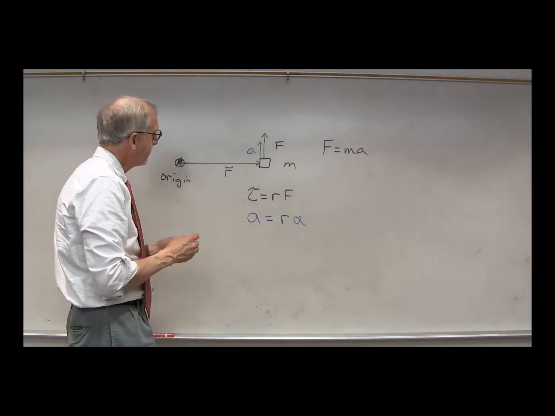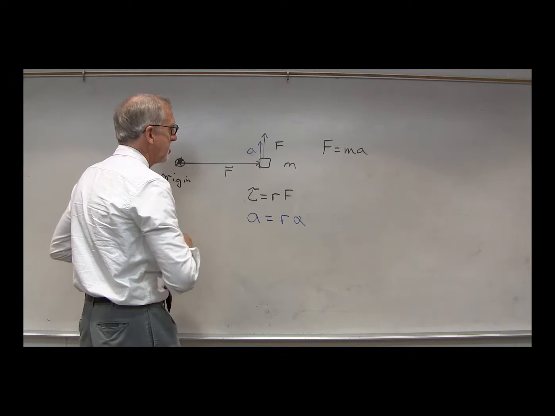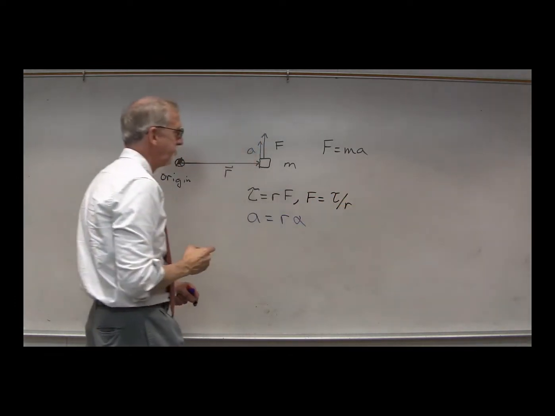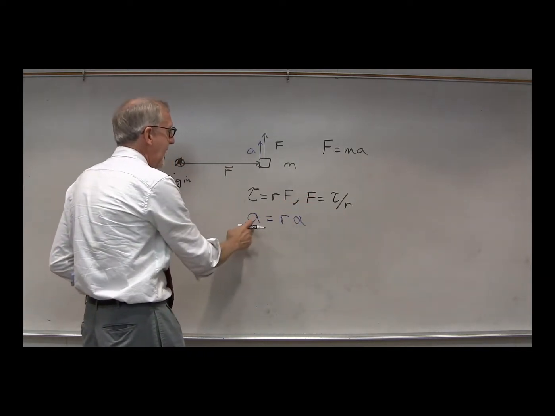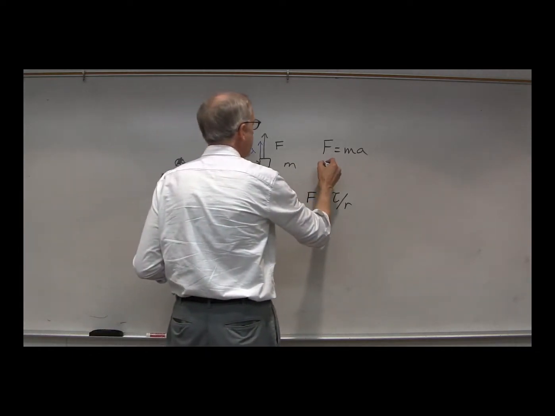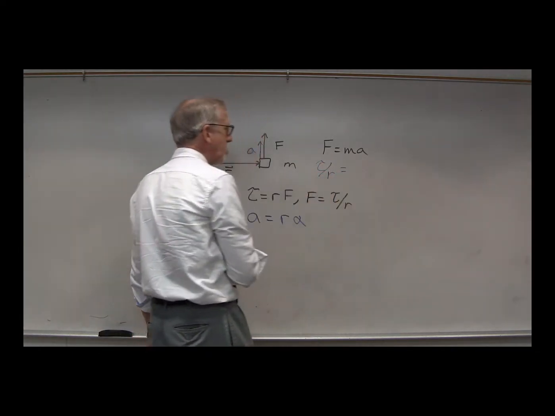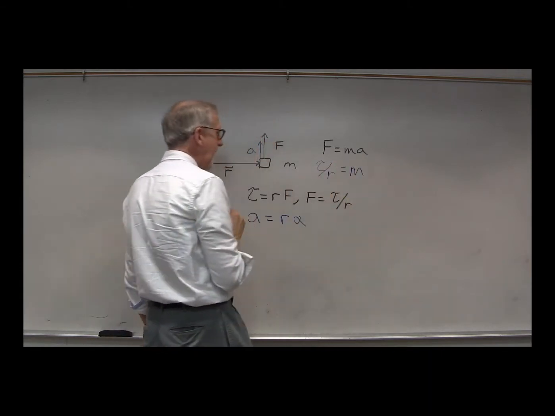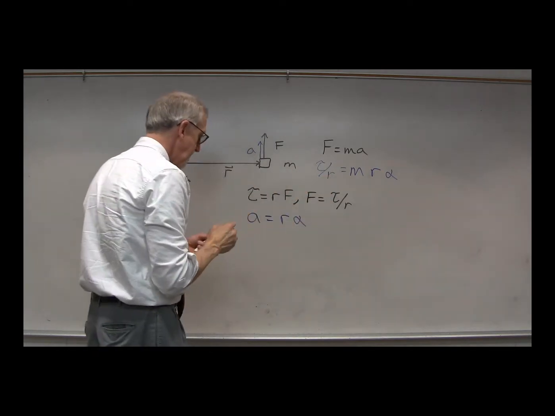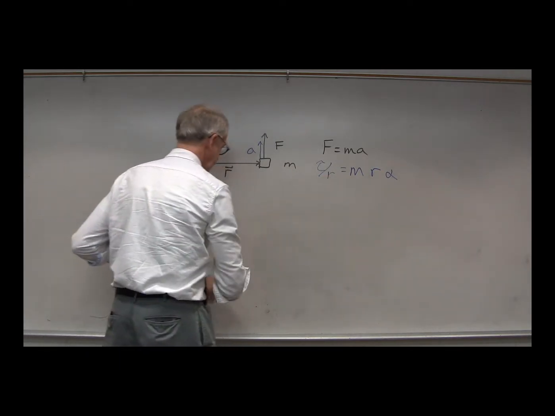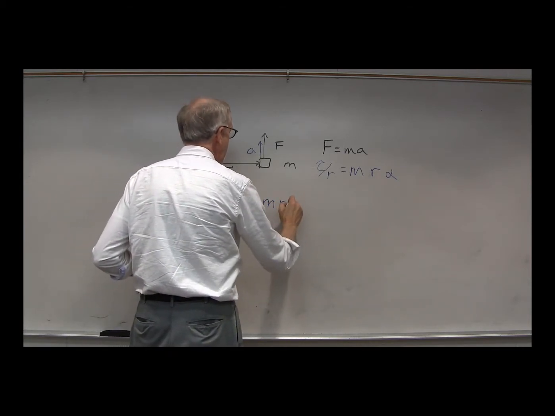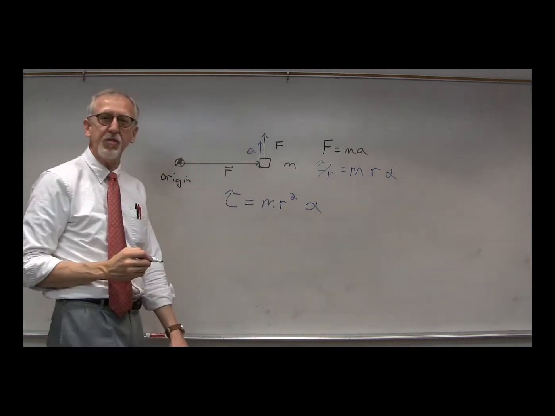What do we have? Well, we could divide both sides here by r, and we have F is equal to tau over r. Now let's take F and a and put it into this equation here. And what do we get? Well, we have F is equal to tau over r equals m times a, and a is r alpha. Let's multiply both sides by r, and we have tau equals mr squared times alpha.